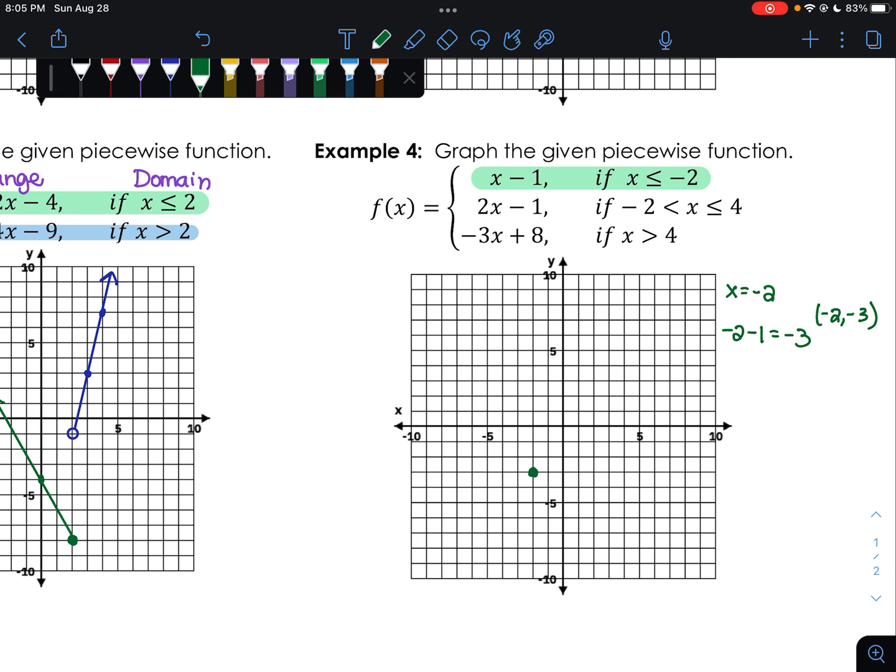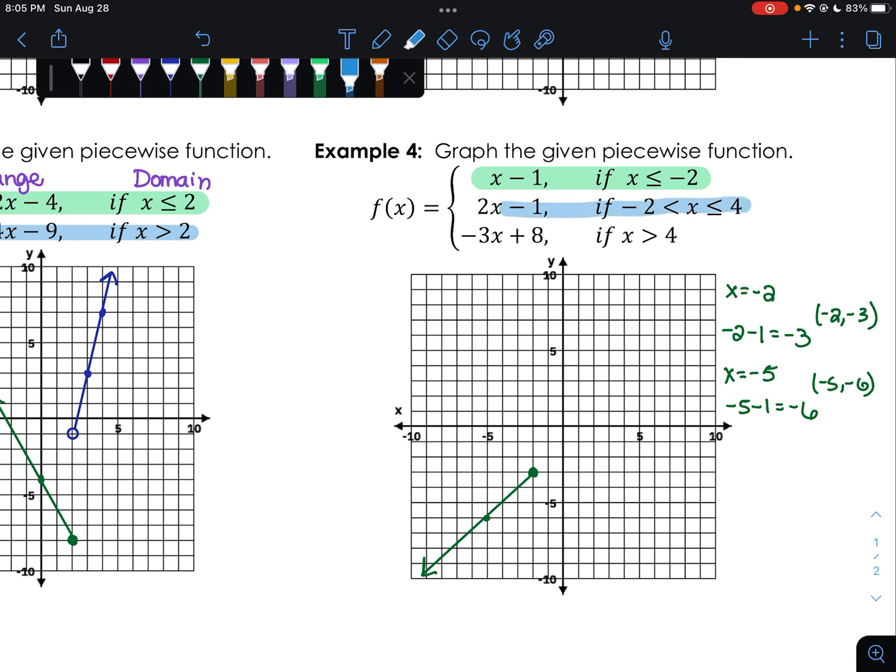I'm going to pick one more value that is less than negative 2. So this time, let's pick negative 5. So we have negative 5 minus 1, which is negative 6. So it's negative 5, negative 6 as a point. So negative 5, negative 6 right there. Connect the two dots. And it looks something like that.